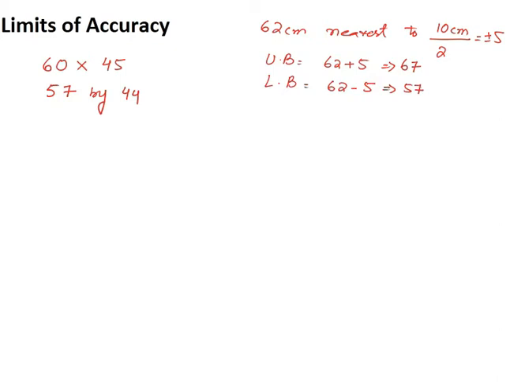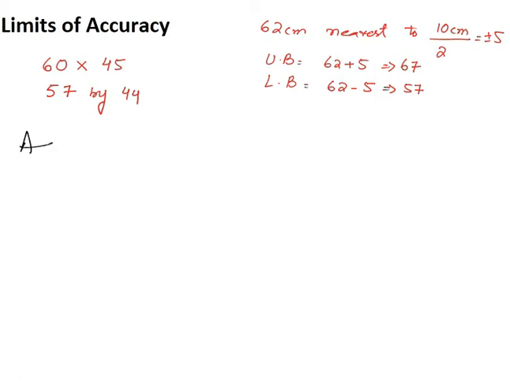So this is how we will find the upper bound and the lower bound: whatever is given nearest to this much, we will divide that value by 2 to make it 2 halves, and then we will add it to the particular value to find the upper bound, and similarly we will subtract that value to find the lower bound. Then we have different conditions which we use in limits of accuracy.